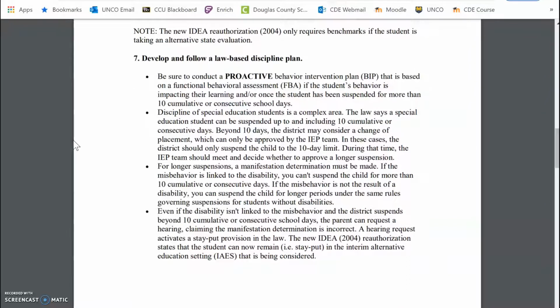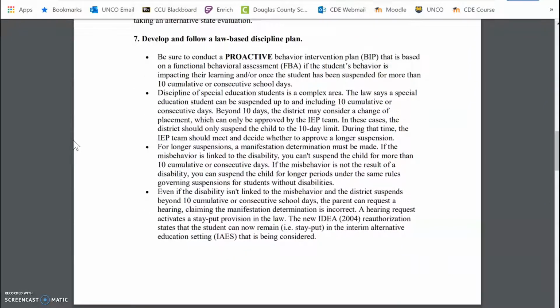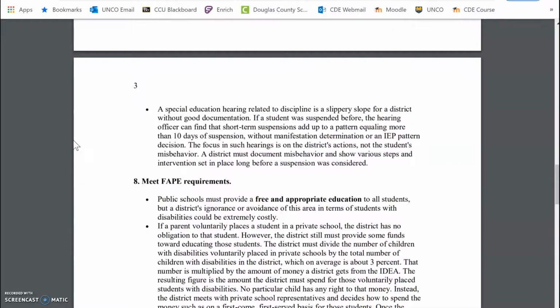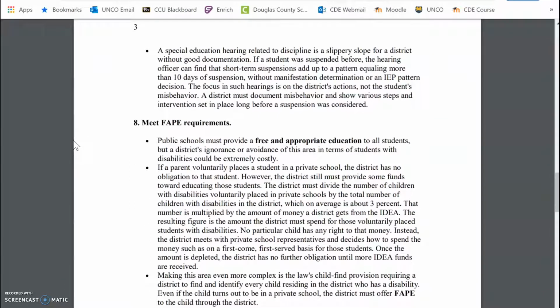Now, obviously, discipline, manifestation determination, very important to remain in compliance with all of these policies. Look ahead, count the days if we are coming up to that suspension point where we're going to need to do a manifestation determination.